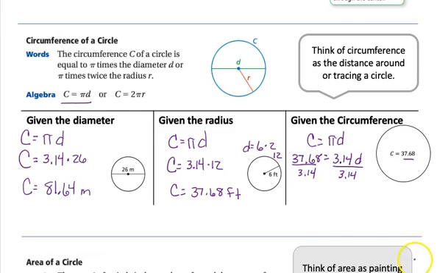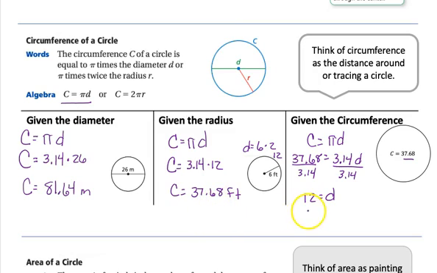And we get, well, 37.68 divided by 3.14 is 12. So 12 equals D, which is exactly what we had on the problem before. But again, we're thinking backwards.